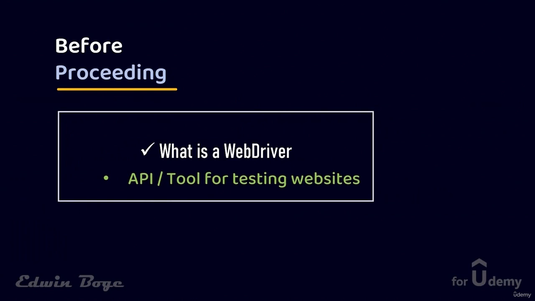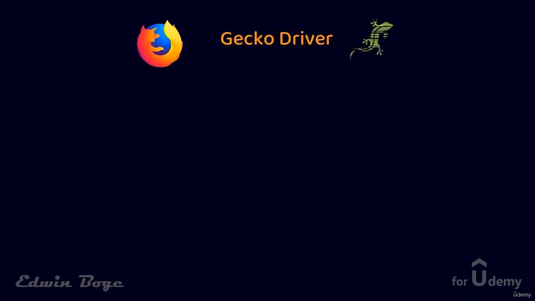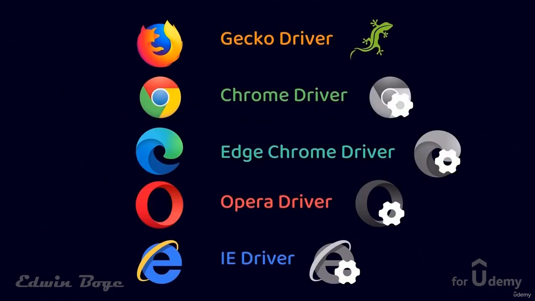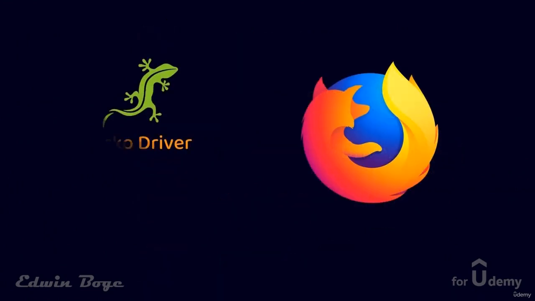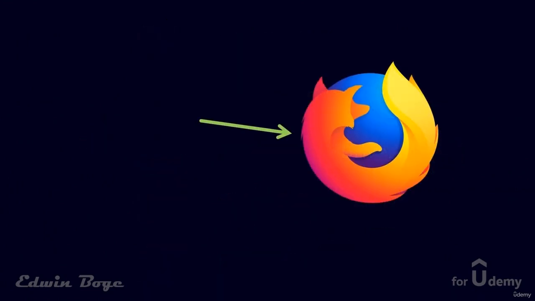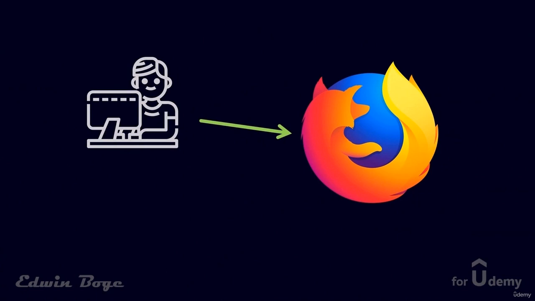Firefox browser is bundled with Gecko driver, Chrome browser comes with Chrome driver, Edge browser has Edge Chromium driver, Opera browser uses the Opera driver, and there is IE driver for Internet Explorer browser. WebDriver drives a browser natively as a user would, either locally or on a remote machine using Selenium.